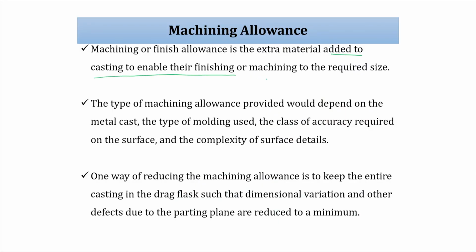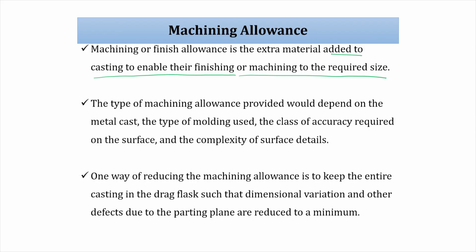Now, let us assume you want a 10 cm product, and after the shrinkage allowance you are getting 10. Now, the surface is not smooth, so what will you do? You machine it, so the dimension will obviously be lower than 10, and the customer will not accept it. So, for that purpose we add some additional allowance, which is called machining allowance. Machining or finishing allowance is extra material added to the casting to enable finishing or machining to the required size. Some people also say finishing allowance.